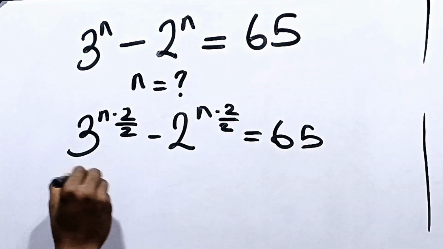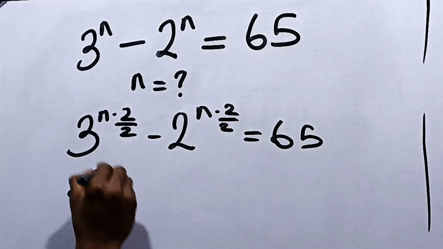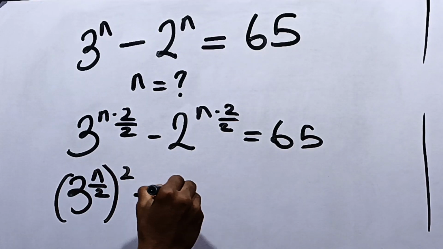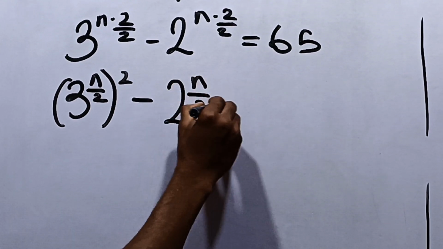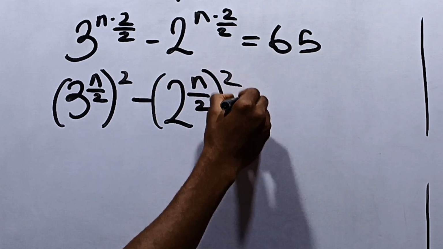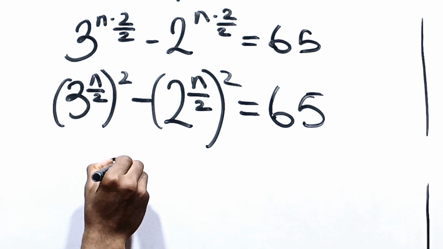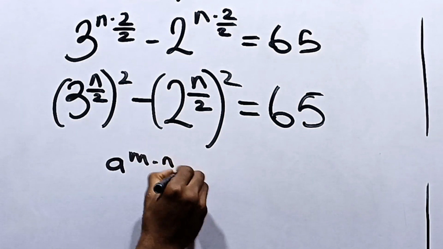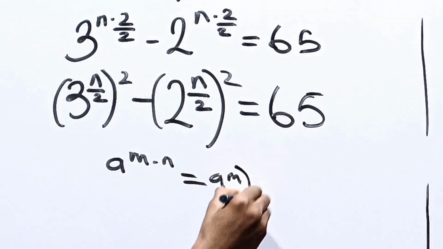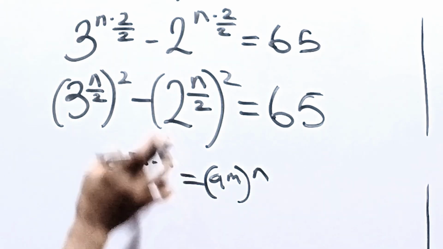Now, this can give us 3 raised to the power n over 2, raised to the power of 2, minus 2 raised to the power n over 2, raised to the power of 2, to be equal to 65. You're wondering why I did this. Recall the law of indices. I say that a raised to the power m multiplied by n is equal to a raised to the power m, raised to the power of n. So this is where this is from.